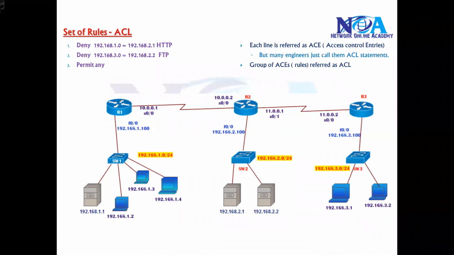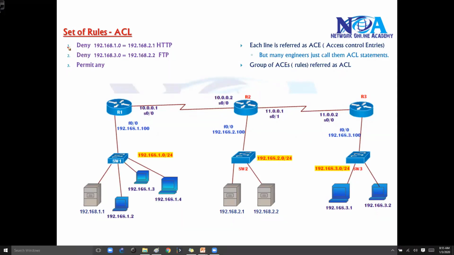We'll take some set of rules. As I said, here I'm writing 3 different rules. And each rule generally is referred to as an ACE, access control entry. That's what each line is referred to as. And this group of ACEs are combinedly referred to as an access control list. So this group of ACEs is referred to as an ACL. Many people call them ACL statements or individual rules.